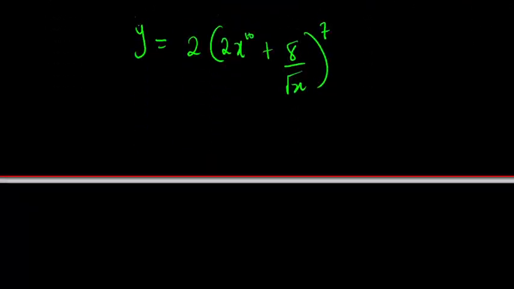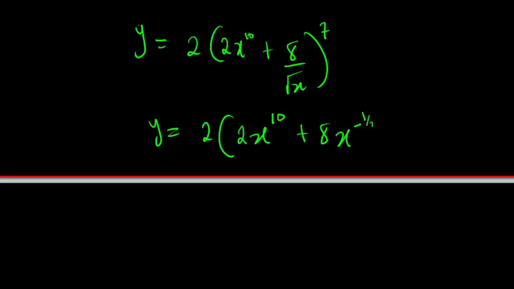So this is very simple. The first step: the 8 over root x doesn't follow the standard, so we have to first rewrite it in order for it to follow the standard. So you write it as 2 times (2x raised to power 10 plus 8x raised to power minus 1 over 2) raised to power 7.